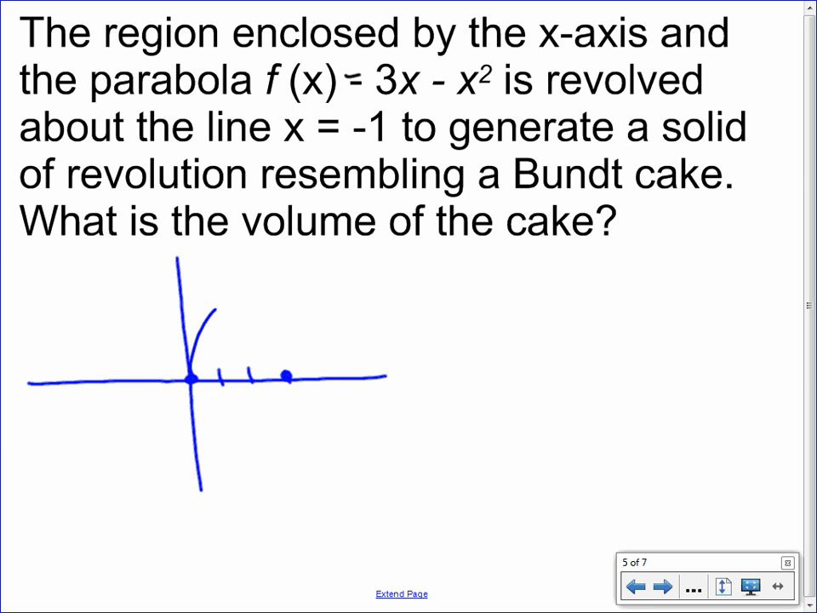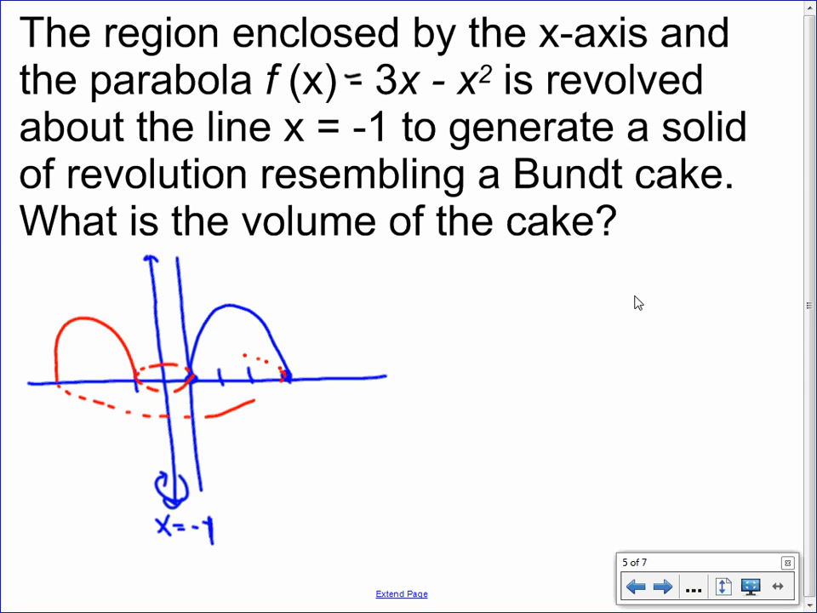X-axis and this guy. So there's our region, right? Okay. Now we're going to twist this around. X equals -1. And there we have our bundt cake.